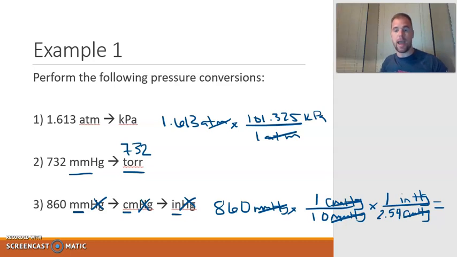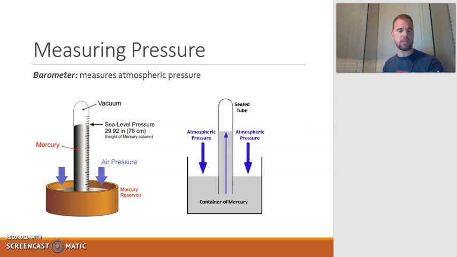Which, by the way, if you have the weather app on the iPhone, I'm not sure about the Android, but the iPhone, if you looked up weather and you scroll down and you were finding pressure, this is actually the unit that they report atmospheric pressure in, inches of mercury. So, little tidbit. All right, we're almost done with the video. The last couple slides just talk about how we measure pressure.